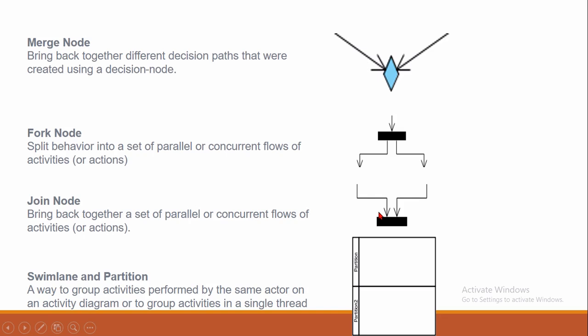So what is a join node? It synchronizes parallel flow. And we have swim lanes or partitions. It is a group of activities performed by the same actor. We divide the activities of a particular actor into partitions. So it is called a swim lane or partition. It is used when a system performs multiple operations simultaneously. That time we use these notations.